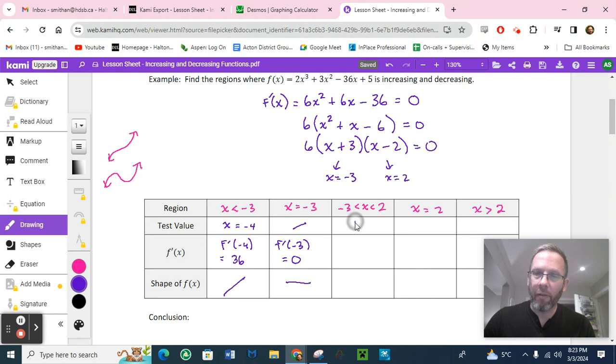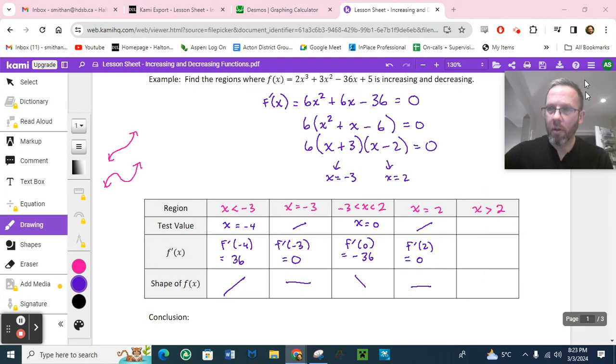Let's pick a simple test value in this interval, like x equals 0. When you plug 0 into the derivative, you get 0 plus 0 minus 36, which is negative. The graph will be decreasing. At x equals 2, we already found out the derivative is 0. The tangent line will be horizontal.